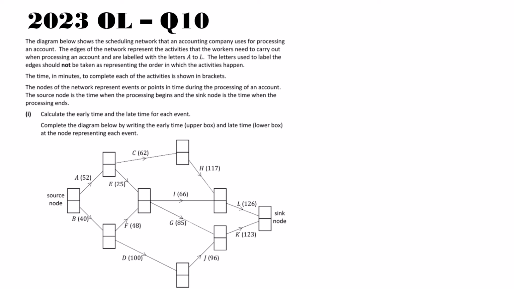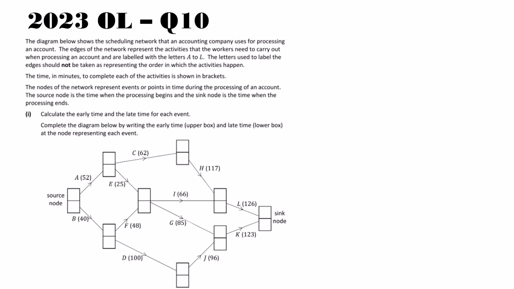So let's take a look at question 10 from the 2023 ordinary level paper. The diagram below shows the scheduling network that an account company uses for processing an account. The edges of the network represent the activities that the workers need to carry out when processing an account and are labeled with the letters A to L. The letters used to label the edges should not be taken as representing the order in which the activities happen. The time in minutes to complete each of the activities is shown in brackets.